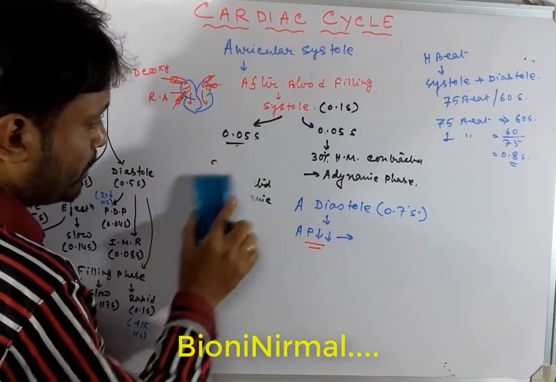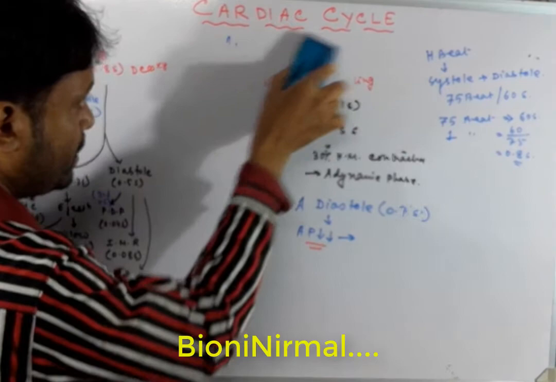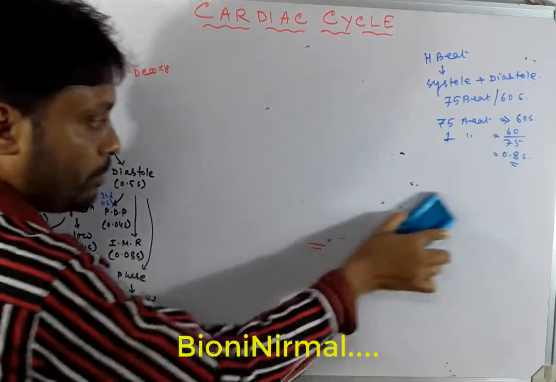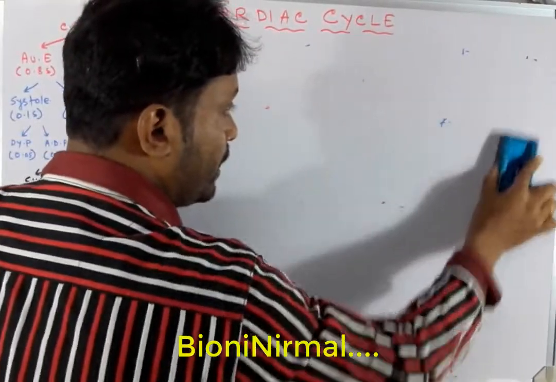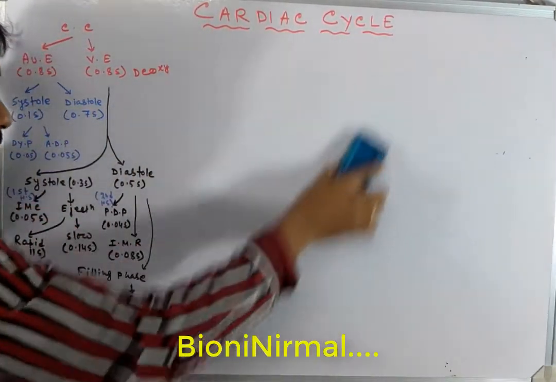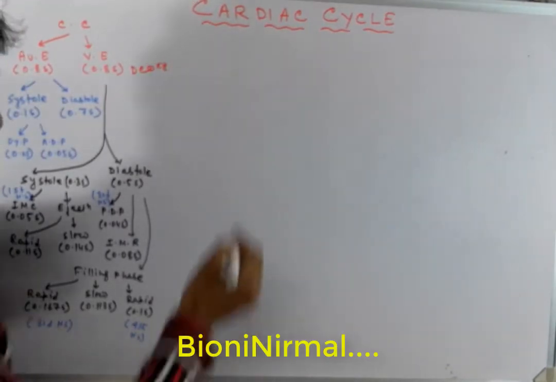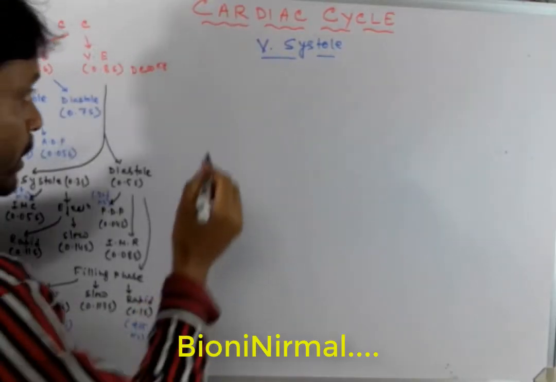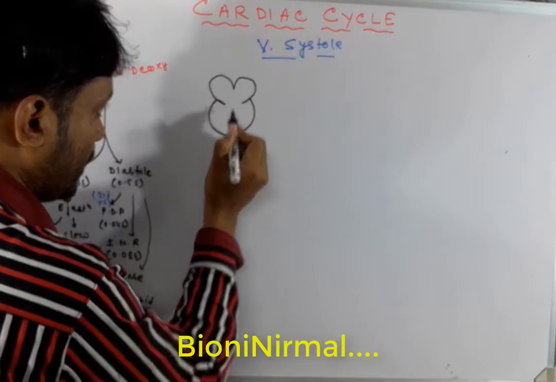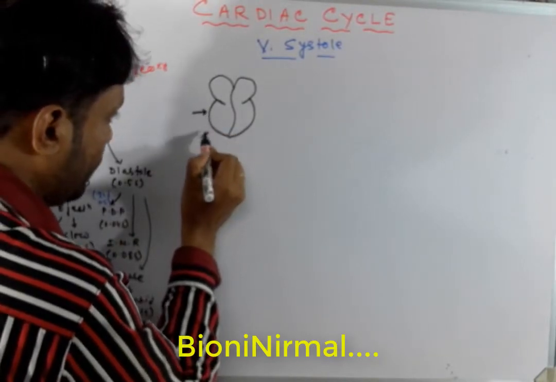Clear? And the next event, which is very important, is the ventricular event, which can also be divided into the ventricular systole and the ventricular diastole. The ventricular systole will take 0.3 second and ventricular diastole will take 0.5 second. Now I am going to tell you what will occur during the ventricular systole and the ventricular diastole event. Suppose this is the heart and here is the ventricle. During the time of the ventricular systole the ventricle will be contracted.